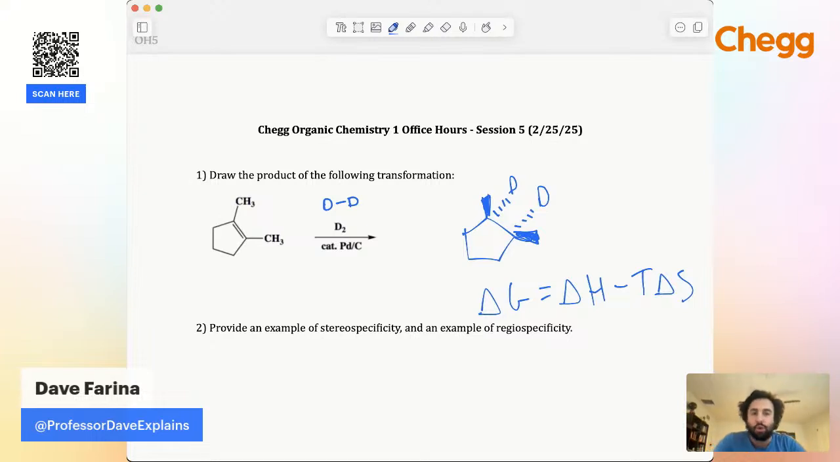Jome asks, do we get two products in this reaction? No, we don't in this one because this is symmetrical. If you were to draw the deuterons on the wedges and the methyls on the dashes, it would actually be the same molecule. So we just get one answer here.